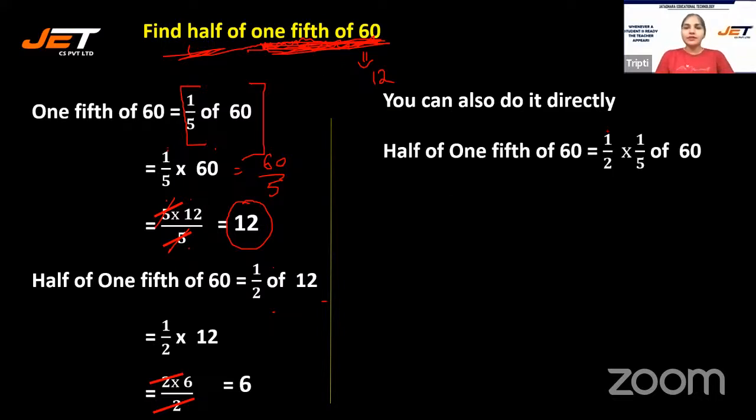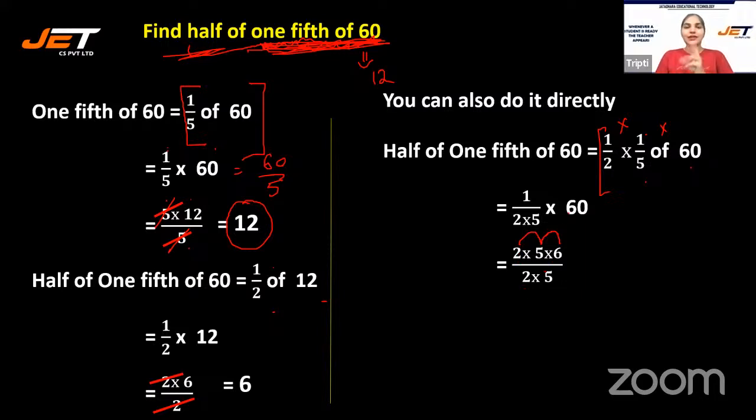You can also do it directly. Half of 1/5 of 60. Half of means times. 1/5 of means times again 60. So this is 1 times 60 in the numerator, and 2 times 5 in the denominator. Let's find out. We have written 60 as 10 times 6, and in the denominator, it's 2 times 5.